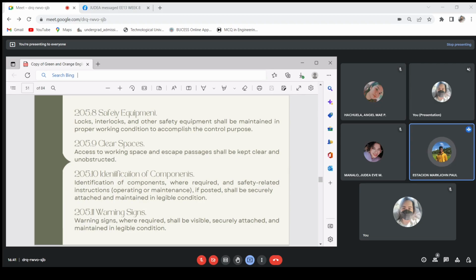205.11 Warning signs. Warning signs where required shall be visible, securely attached, and maintained in legible condition. Dito, yung sign is maybe required to be posted in the area where pwedeng magkaroon ng potential hazard or is present. Next slide.